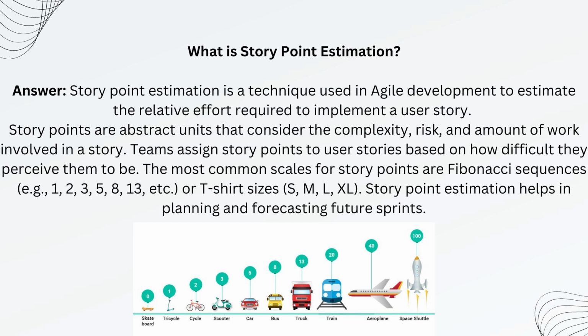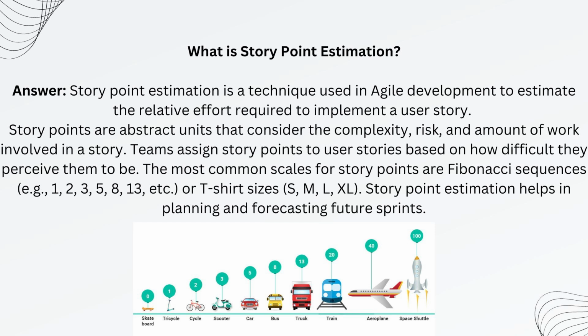Story point estimation is a technique used in Agile development to estimate the relative effort required to implement a user story. Story points are abstract units that consider the complexity, risk, and amount of work involved in a story. Teams assign story points to user stories based on how difficult they perceive them to be.